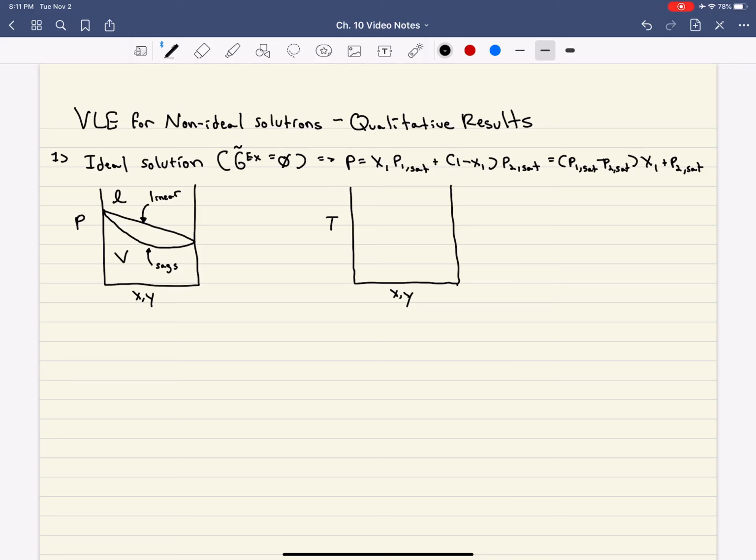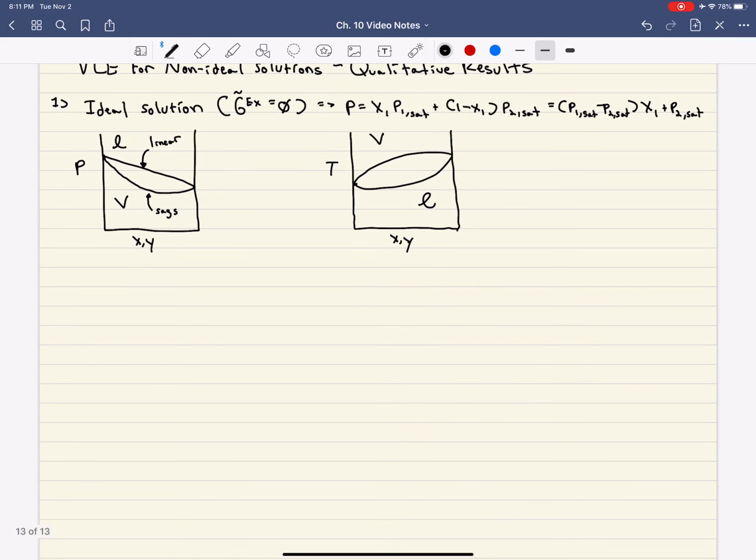In the TXY diagram, we don't get quite the straight line, but essentially we would get that I shape. Right up here is vapor, down here is liquid. Okay? All right, and so this is a sketch of what the PXY and the TXY diagrams would look like for the ideal solution. All right, but now let's up the complexity.